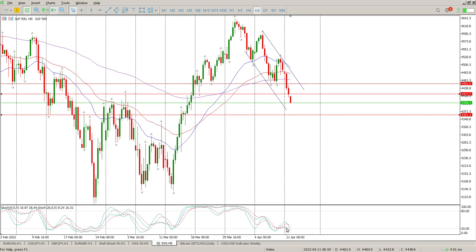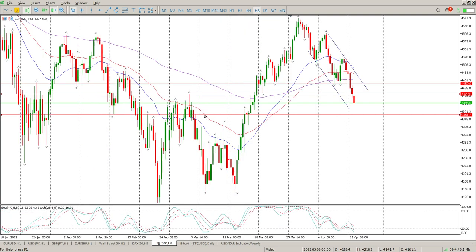I don't like the way the oscillators are at the moment. Definitely not willing to jump in short at the moment. I would prefer a pullback onto structure before jumping in short, and that structure at the moment for me is back at 44.50, which is relatively far away from where we are.